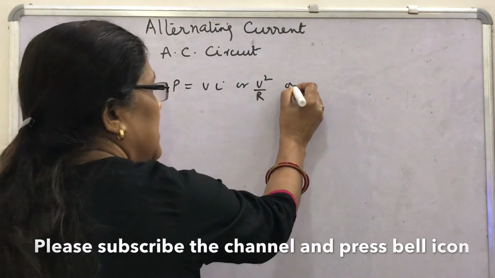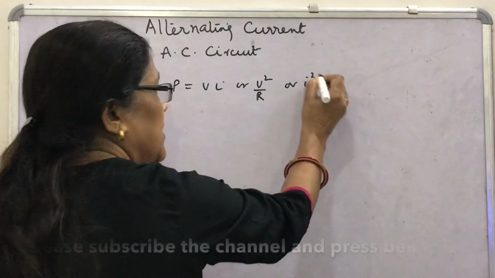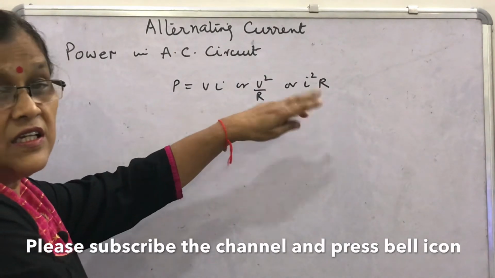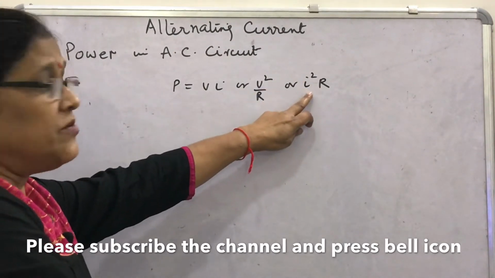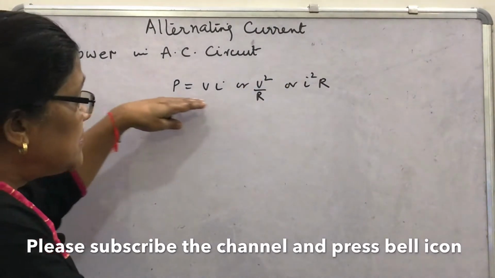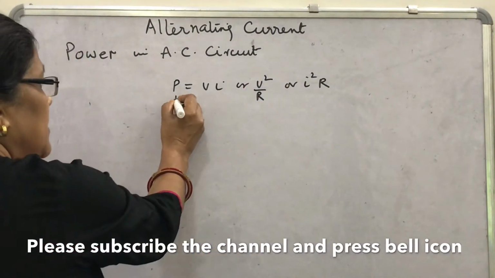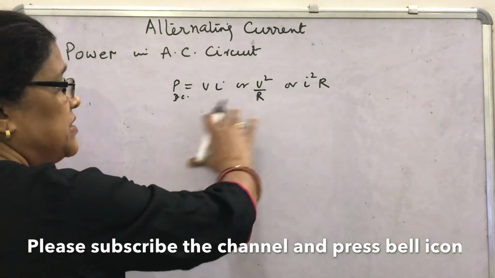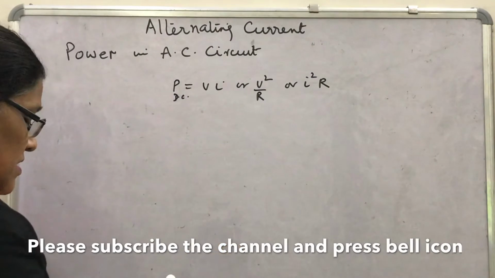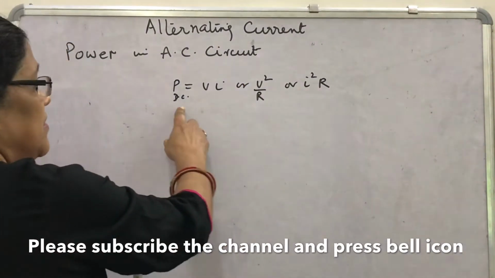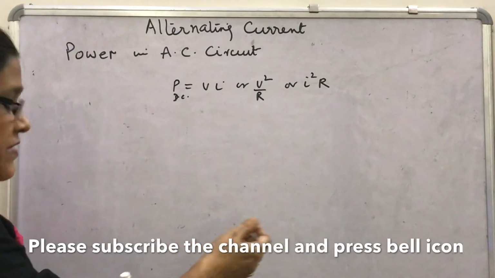Similarly, another relation we have seen, I square R. If a resistance is connected in series in a circuit, then in series current remains same, then we find P equal to I square R for the formula. So in DC circuits we have seen power formula like this, and there is no phase dependence, no change in the formula when we say that a DC current is flowing through a device.